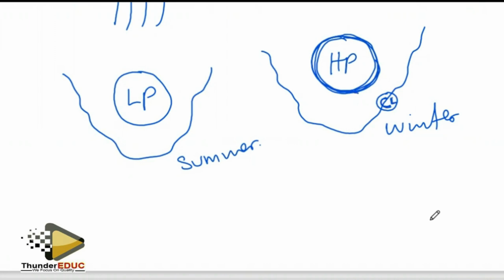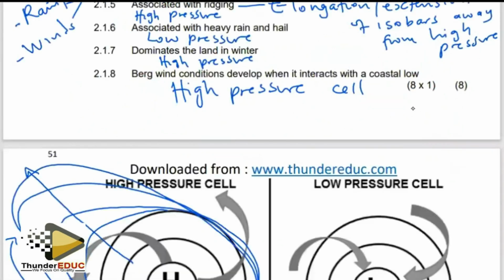So if we have a high pressure cell, now there will be a pressure gradient indicating winds are moving from a high pressure to the low pressure, and these winds are referred to as the big winds. Right. So they develop between the interaction of a high pressure cell over the land and a coastal low over the coast. All right. So that is for question 2.1.